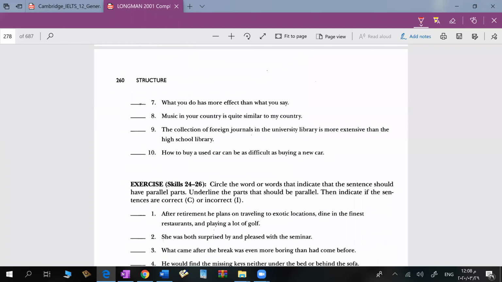What you do has more effect than what you say. Correct. Correct. Music in your country is quite similar to my country. Incorrect. Incorrect. Here it's incorrect. Why? Music is not similar to my country. It's similar to music in my country. By meaning. Okay? Your music is not similar to my country. It's similar to the music in my country.